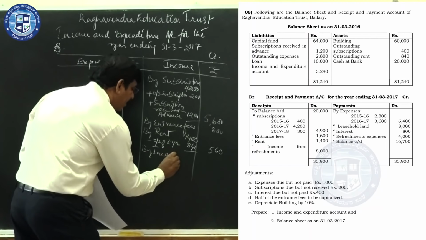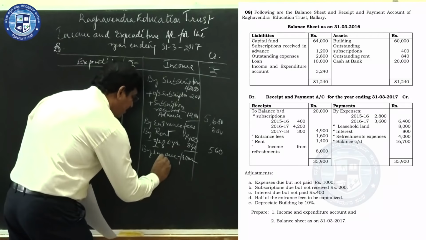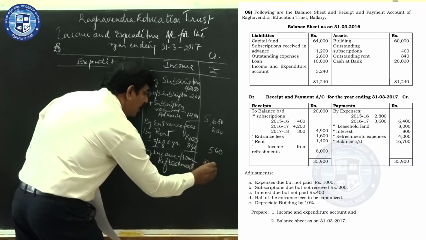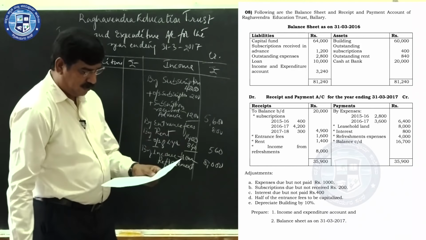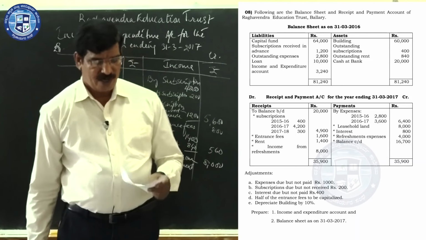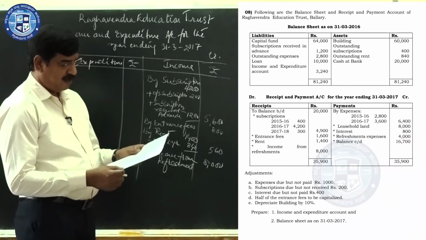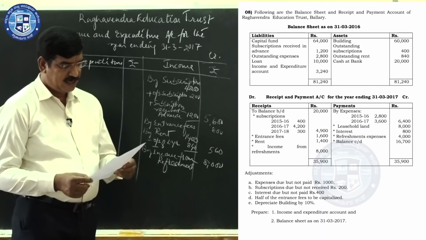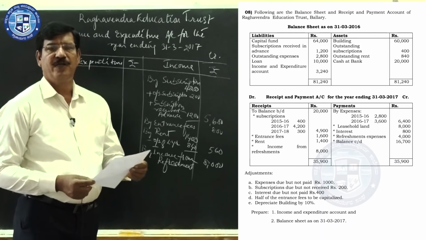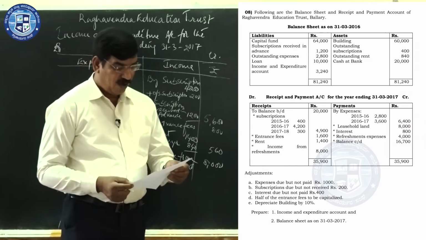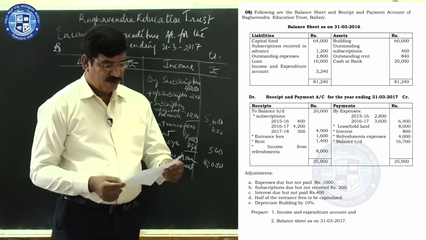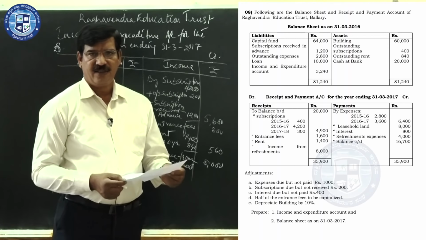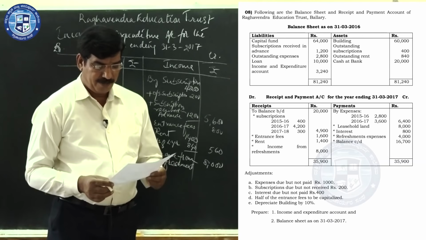By income from refreshments 8,000. So I think all the items on the receipt side is over. Now let's go to the payment side. On the payment side, it is given by expenses 2015 and 16, 2,800. It is relating to last year. In the opening balance sheet, it is given. Look at the item. On the liability side, outstanding expenses 2,800. The same has been paid in the current year. That's why the effect has already been made. You need not write them again.